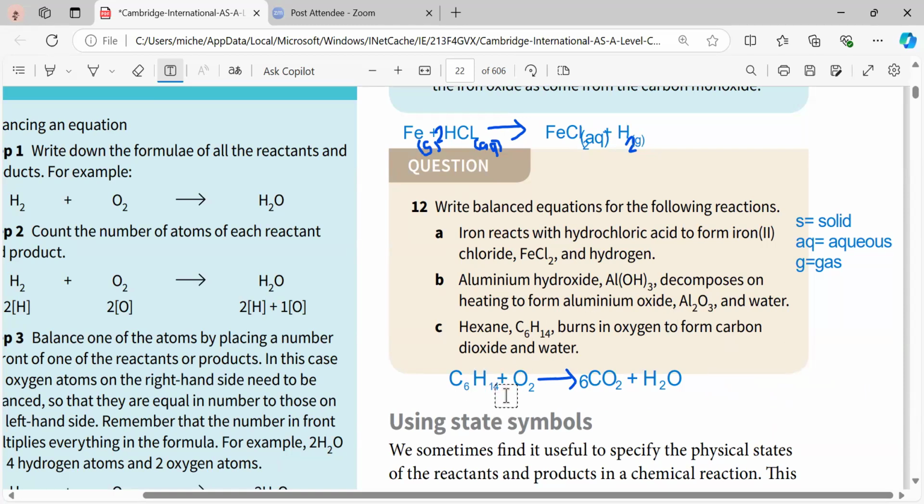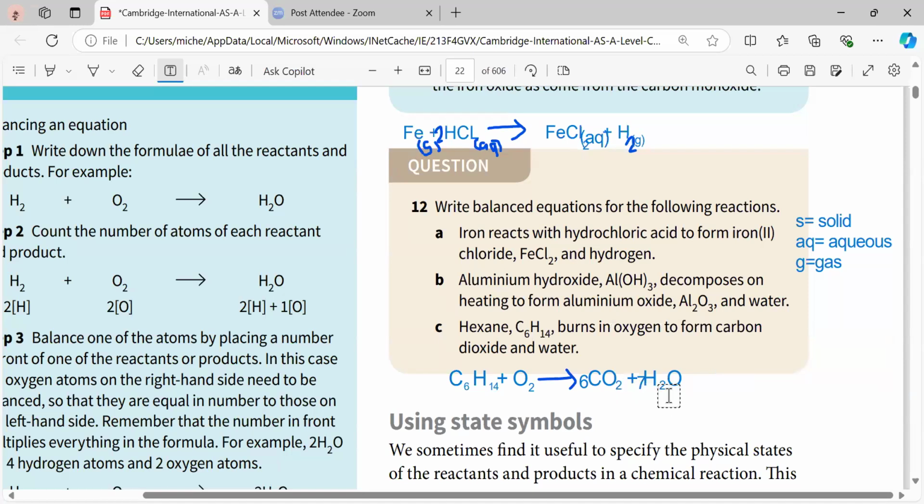So we have 14 hydrogens right here and only 2 right here. So we're trying to find the common factor. We know that in order for 2 to get to 14, we need to multiply that by 7. So that's why we are going to add 7 right here in front of the water compound. So that will be 7H2O.